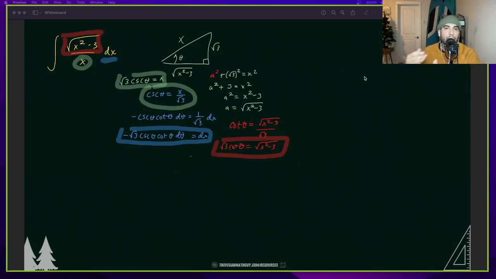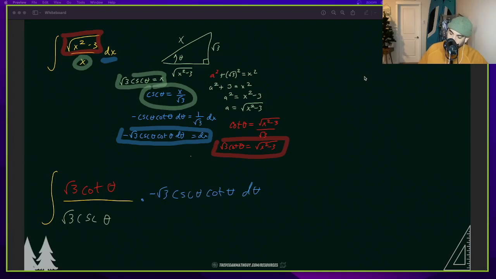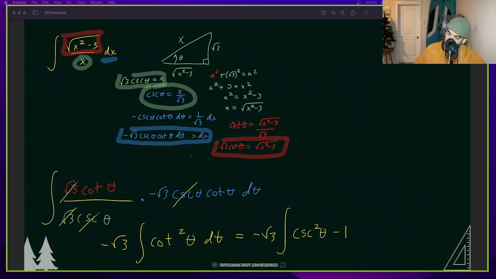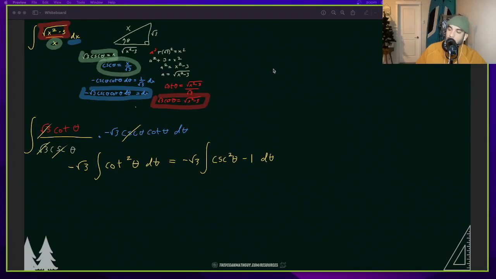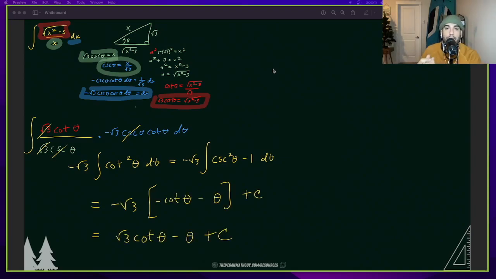And now let's go ahead and rewrite our integral in the land of theta. Now we can see some things cancel out. And now we just have to rewrite that cotangent squared using the Pythagorean identity. And now we're simply going to integrate. And now that we found our integral, we use the trig values to rewrite it in terms of x.